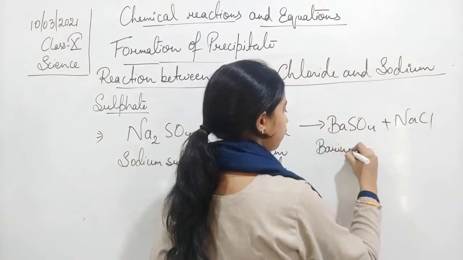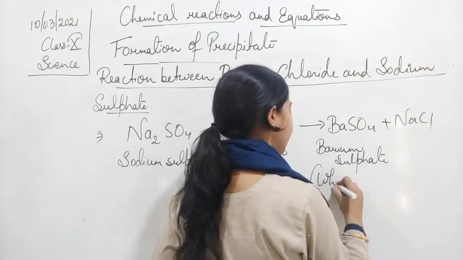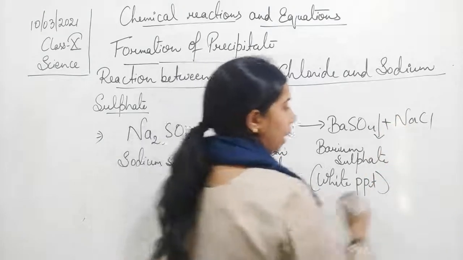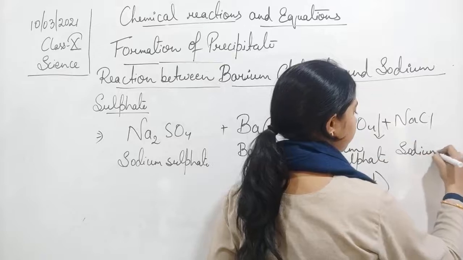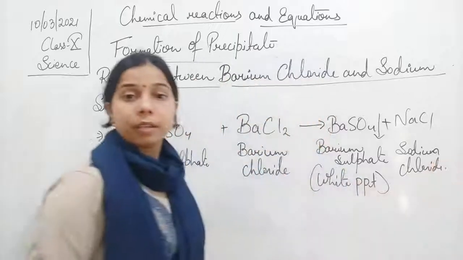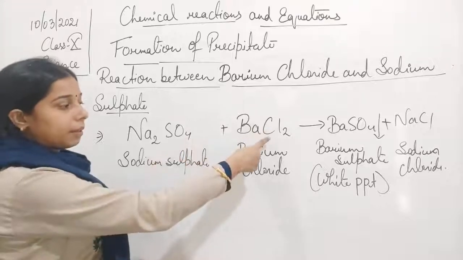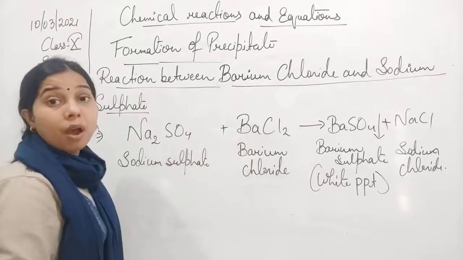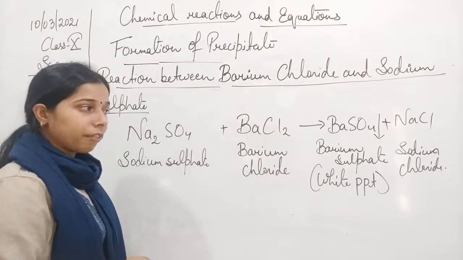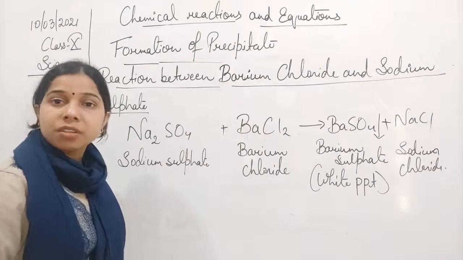Barium sulfate, which is a white precipitate, and sodium chloride. Okay, so you can see here students, when sodium sulfate reacts with barium chloride, then there is a formation of a white precipitate which settles down at the bottom of the test tube, that is barium sulfate, and sodium chloride is formed. Okay, so this also comes under the precipitation reaction.